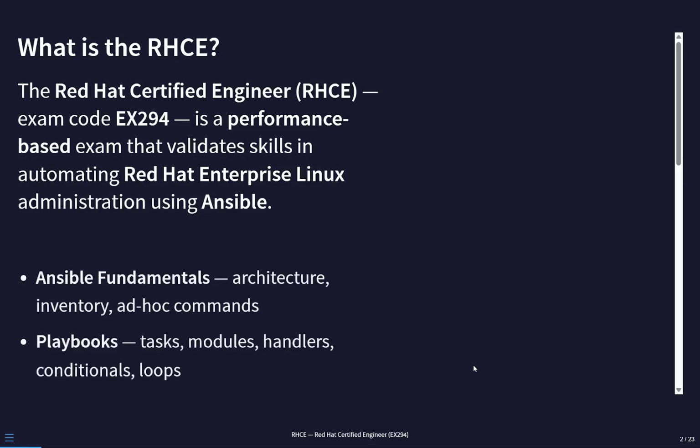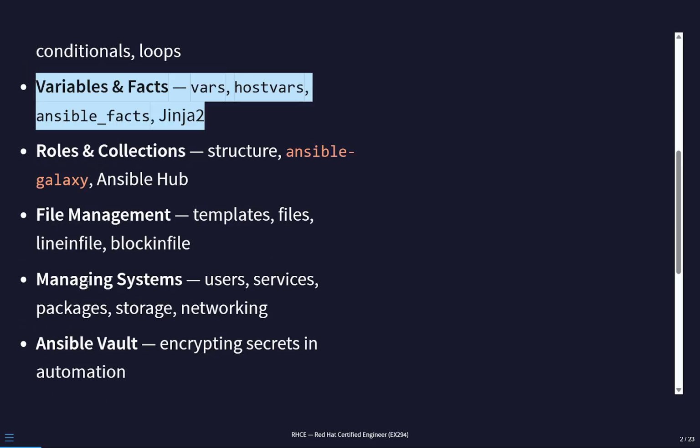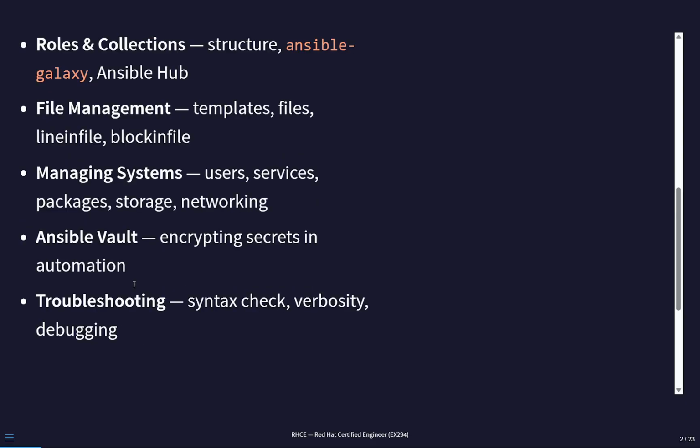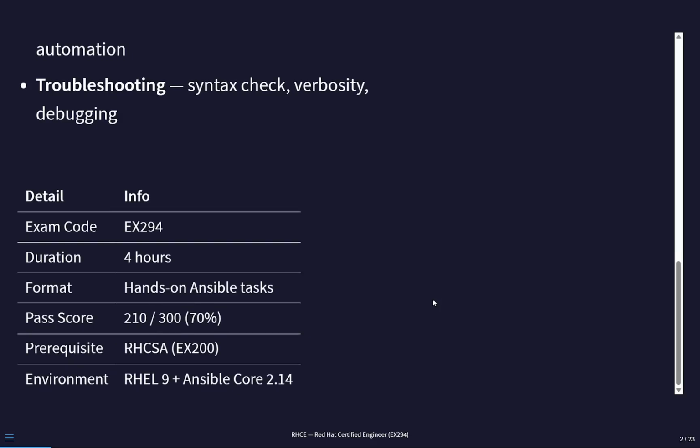The exam covers 6 domains. Playbooks and core concepts at 30%. This is the single largest domain. Roles and collections at 20%. Variables, facts, and templates at 18%. System administration tasks at 17%: managing users, packages, services, SELinux, and storage through Ansible. Vault and security at 8%. And troubleshooting at 7%.